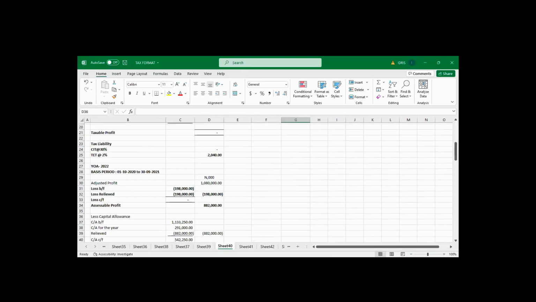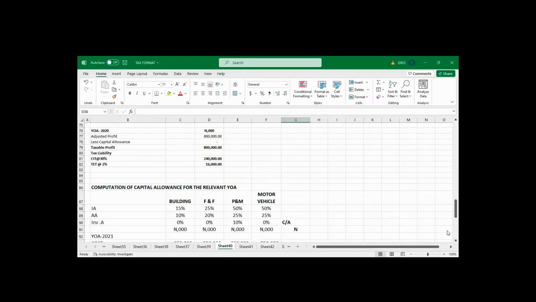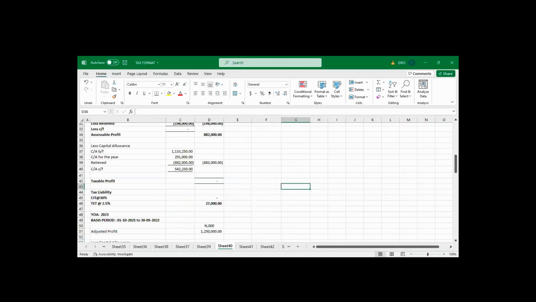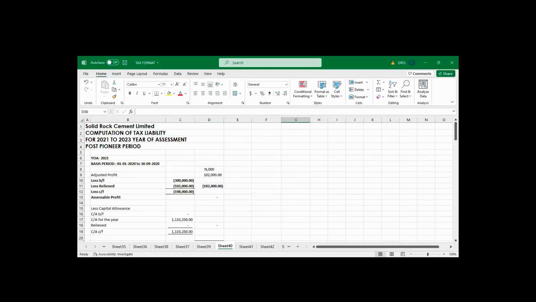Now, for the solid rock cement, the pioneer period is 2017, 2018, 2019. That means the post-pioneer period started from which year? The post-pioneer period started from 2020. And your post-pioneer period is 1st of January 2020, up to the end of the accounting year.